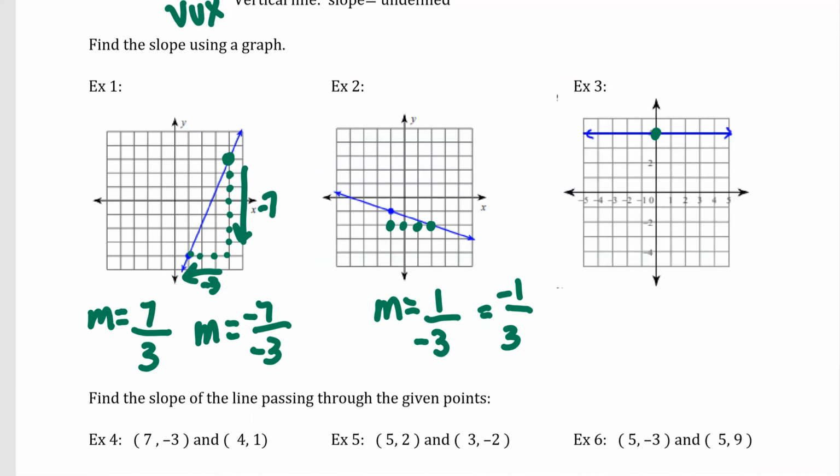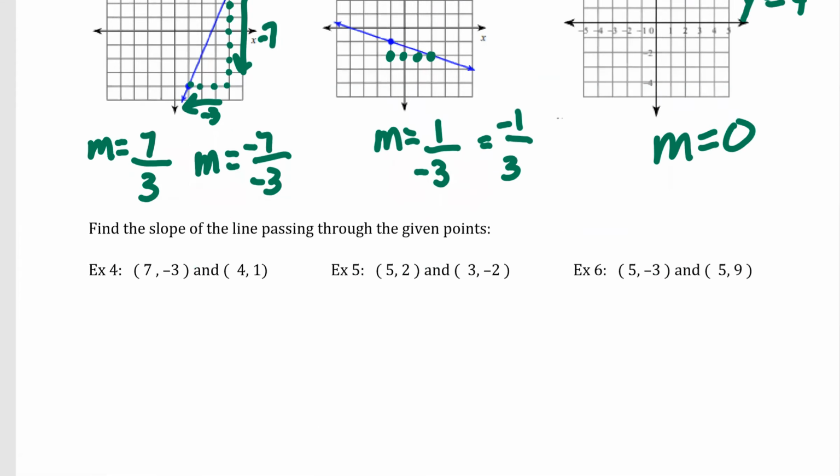For example 3, I can pick any 2 points on the line. And there is no vertical change. I don't go up any. So I'd have 0 over 3, 0 over any number. And anytime you have 0 in the numerator, 0 divided by any number will be 0, which is why the slope of a horizontal line is 0, because there is 0 vertical change. And while we're at it, we can go ahead and write the equation of this line. This would be y is equal to 4.